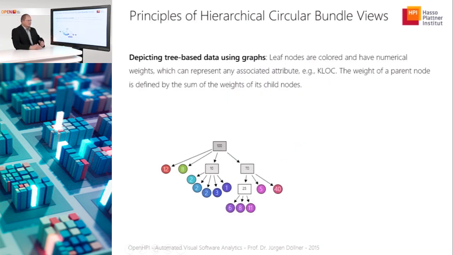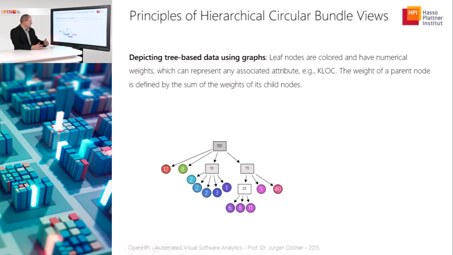Let's start with the underlying problem, the motivation. We would like to depict tree-based data. Typically, it's done using graphs, like in this illustration of a small tree. Leaf nodes are colored, inner nodes are gray. Leaf nodes have associated numerical values. These values could be any key performance indicator, any software metric measurement associated with a leaf node, for example, a file, a class, or a method or function.